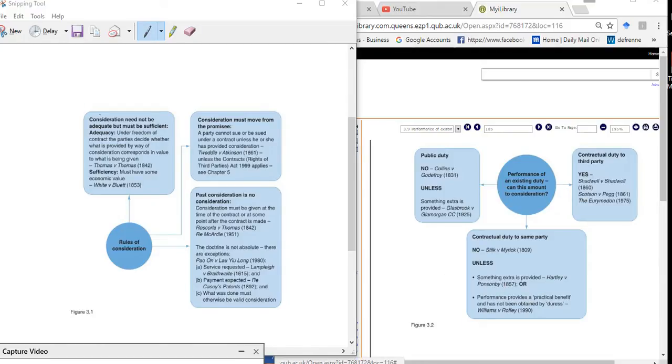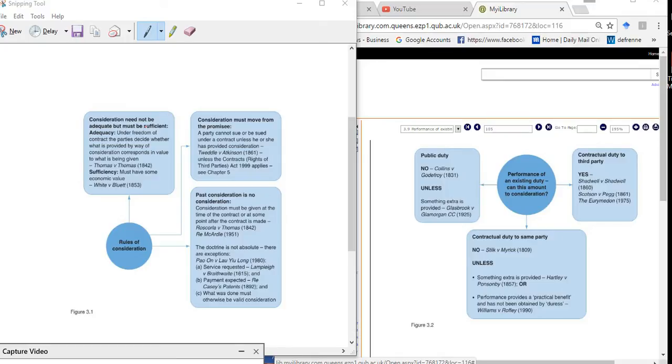Look at the first one. Consideration need not be adequate but must be sufficient. I said in the first screencast, we need to provide something of value, some economic value in the eyes of the law. In agreements to pay more for the same, the promisee is providing nothing. So you could call into question whether agreements to pay more for the same satisfy the first rule of consideration.